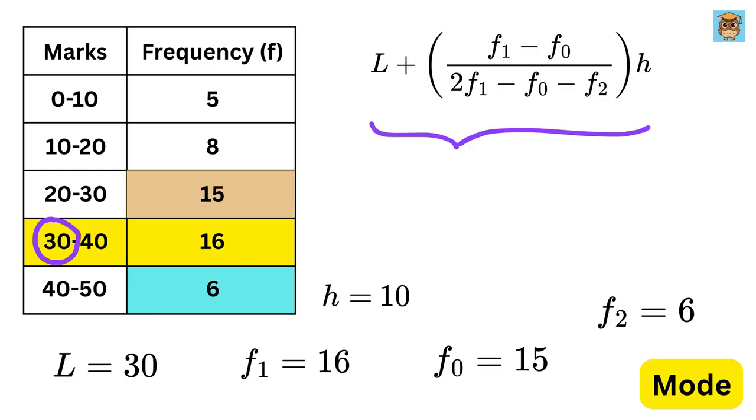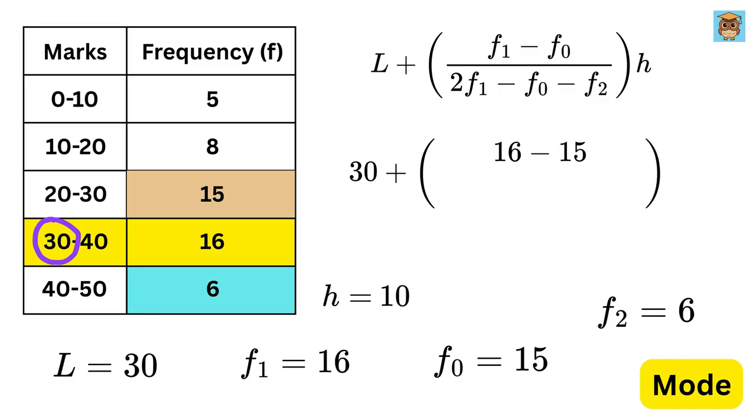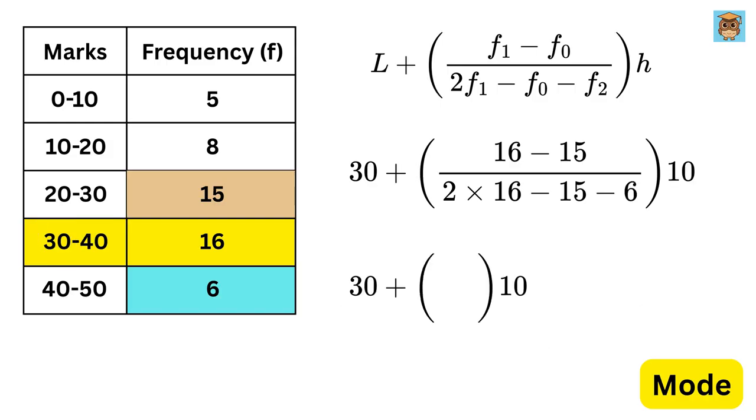Now, we substitute these values into the formula: 30 plus (16 minus 15) divided by (2 times 16 minus 15 minus 6), times 10. 16 minus 15 equals 1, 2 times 16 equals 32, and 32 minus 15 minus 6 equals 11. So the formula becomes 30 plus 1 divided by 11 times 10. 10 over 11 equals 0.91. Finally, add 30 plus 0.91, which gives 30.91.